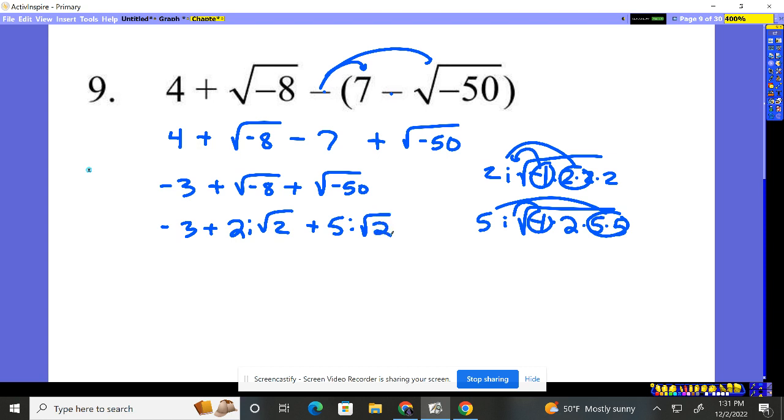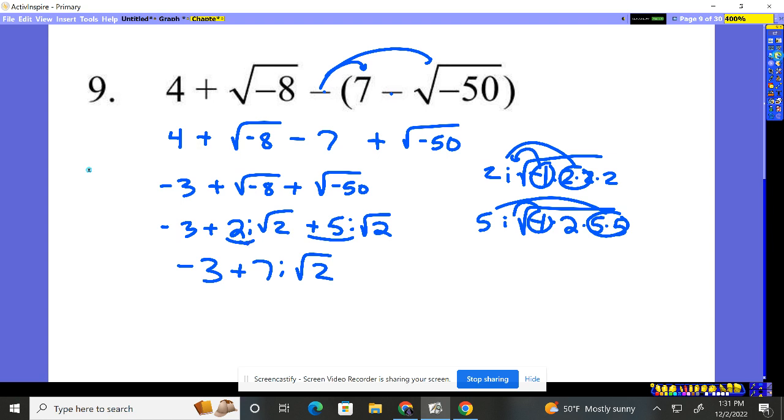Ooh, the roots are the same, so we can put them together. So we have the real number part here, negative 3, and 2i plus 5i. 2 plus 5 is 7, so this is just 7i root 2. That's as far as it goes. You can't put those together because you have your real number part, and then we have the imaginary number part. 2 i's plus 5 i's is 7 i's, not 7 i squareds. We're not multiplying. We're just adding.